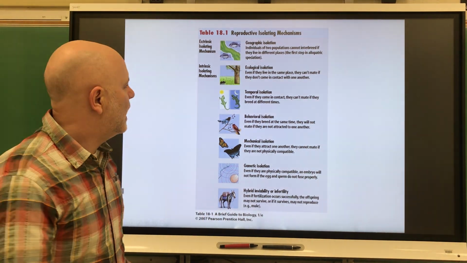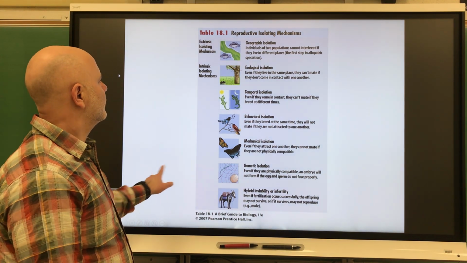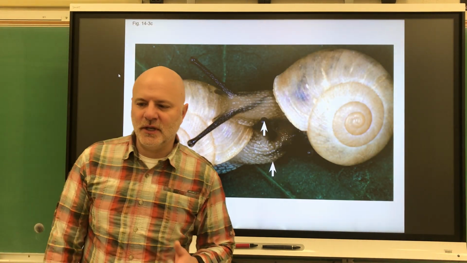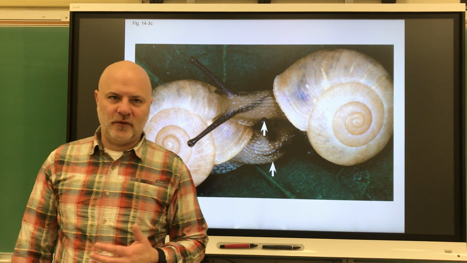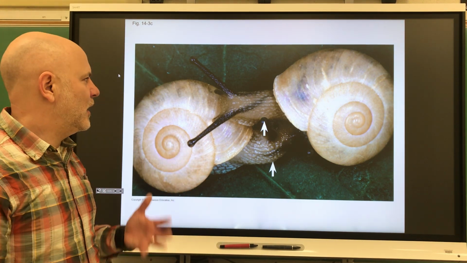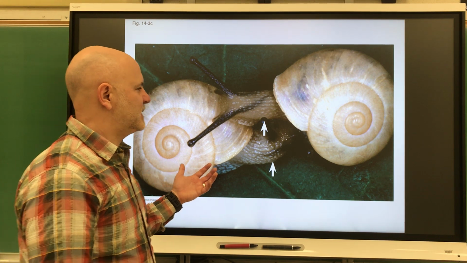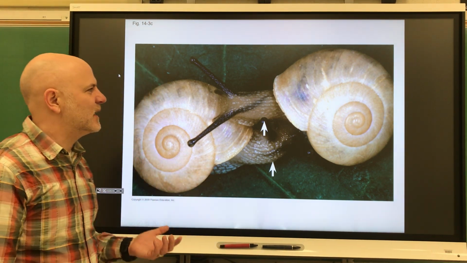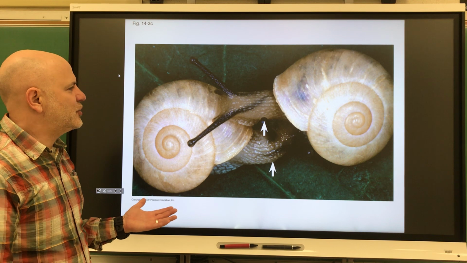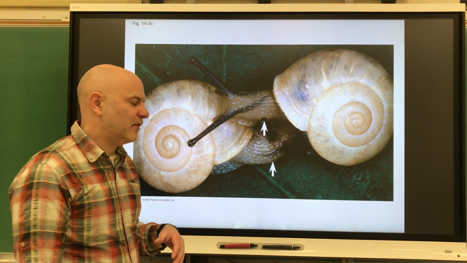All right. Next is mechanical isolation. Mechanical isolation is where the genitalia are unsuitable for one another. All right. So they don't match up. So here this is showing a couple of different snails that look very similar to us. But if you look at their shells, you're seeing their shells are a little different from each other.